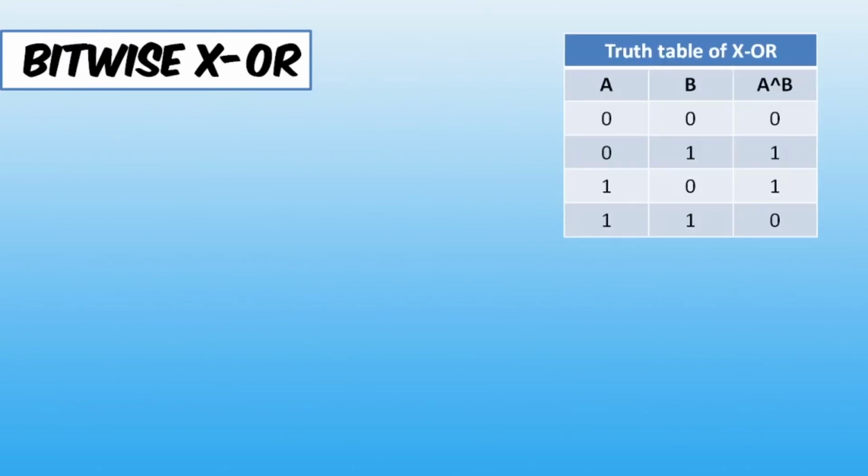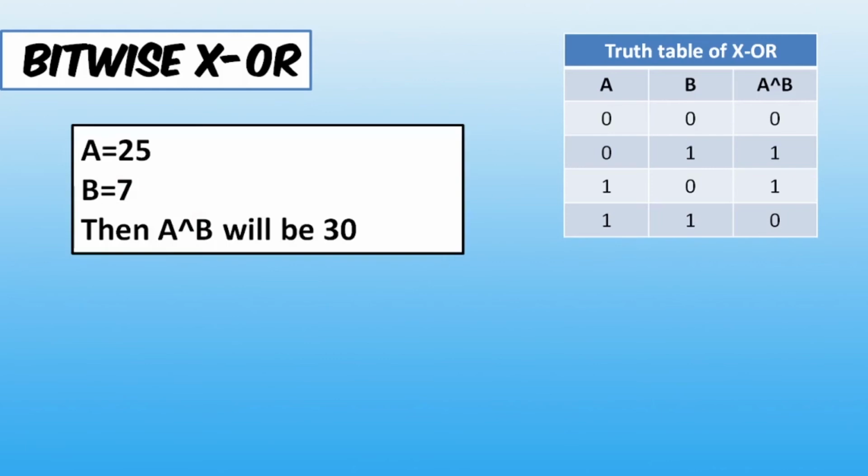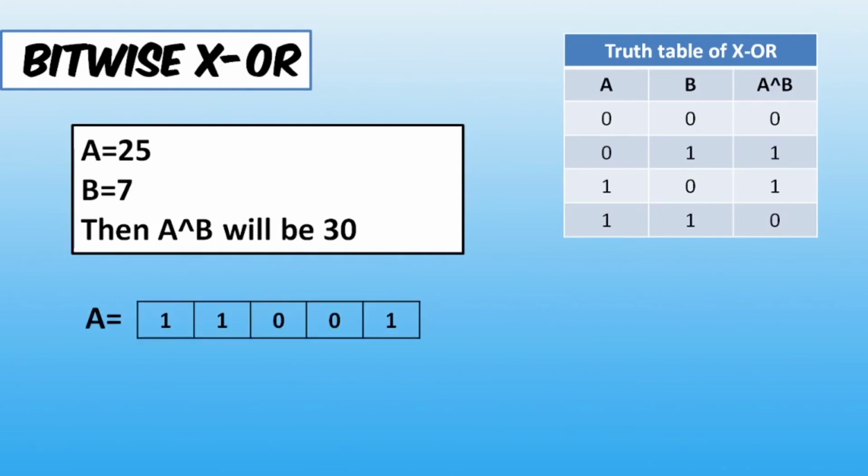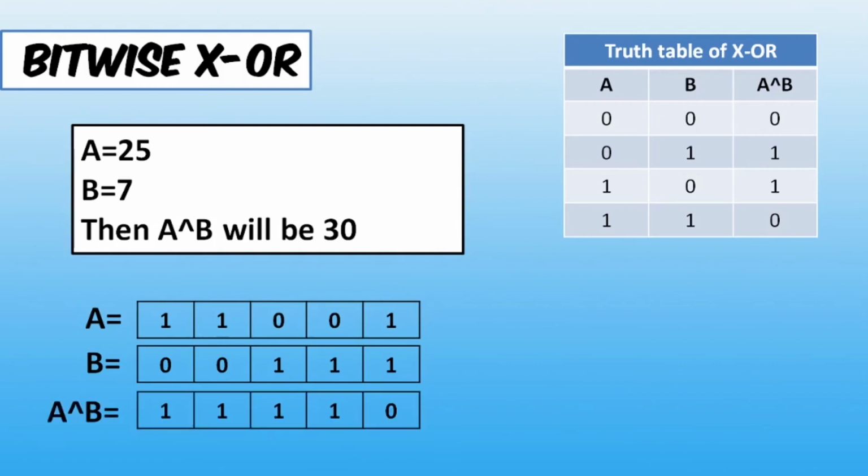The last bitwise logical operator is the bitwise XOR operator. It's also called the bitwise exclusive OR operator. Here's the truth table of the XOR operator. Let's take a equals 25 and b equals 7. Then a XOR b will be 30. Like the bitwise AND and bitwise OR operators, this will also convert a and b to their respective binary bits, that is a equals 11001 and b equals 00111, and then this will perform XOR operation between the corresponding bits, and the result will be 11110, which is equal to 30.